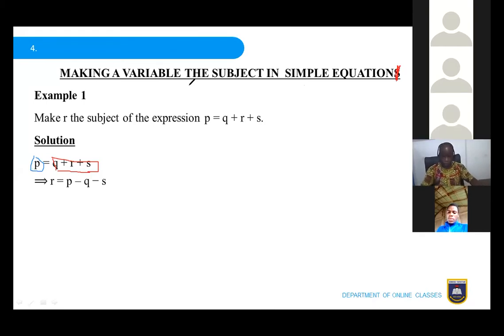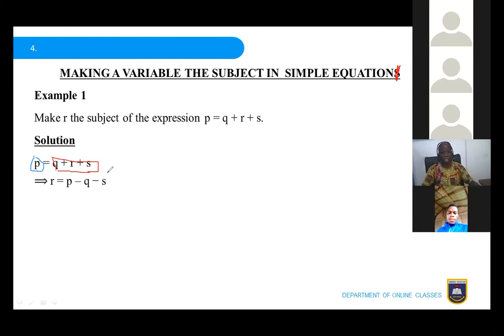Sir, please, I want to know, looking at the equation, when P was on the other side, it was positive. So why is it that when it crossed the equal to sign, it didn't become negative? Okay. You see, what we have done there, we didn't move the P. We were rather moving the variables at the right side to the left side. So the P was just standing there. The P did not move.